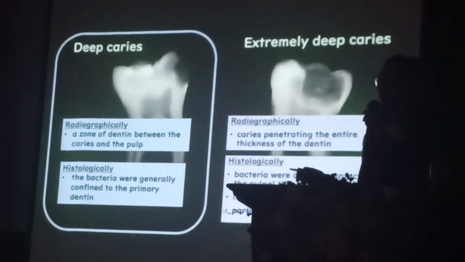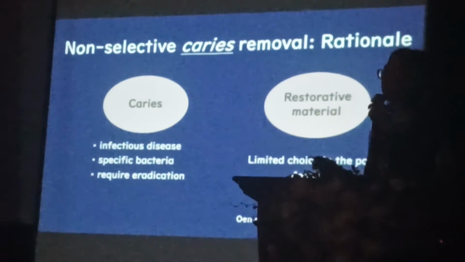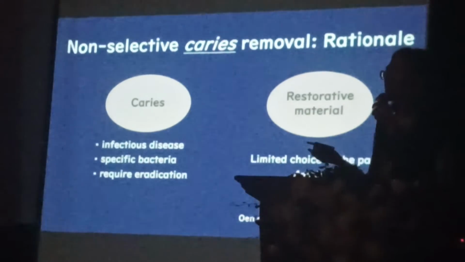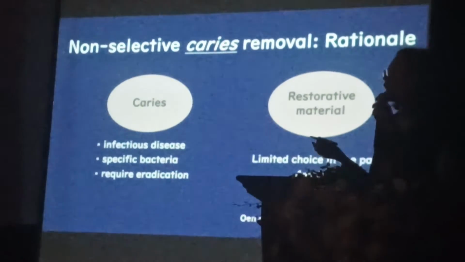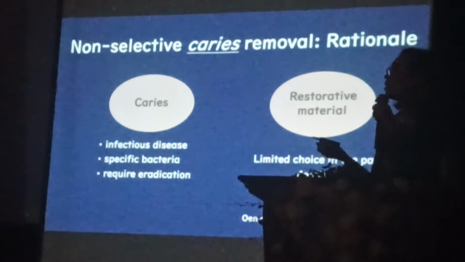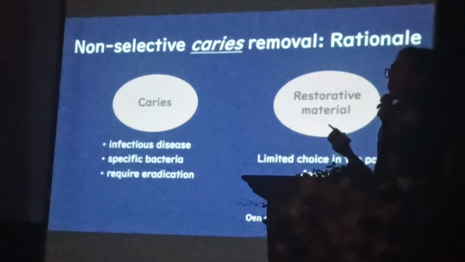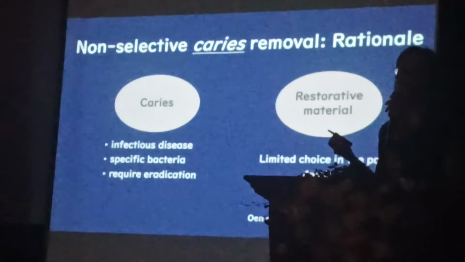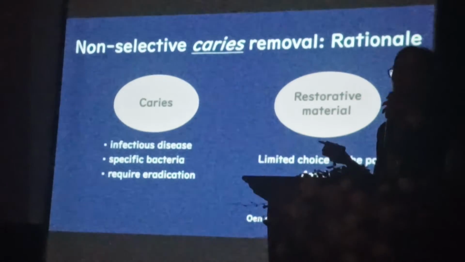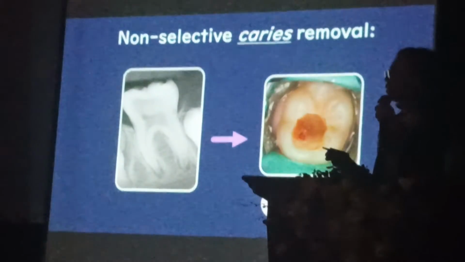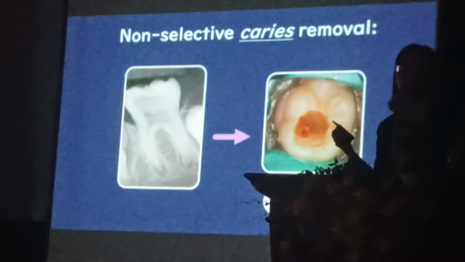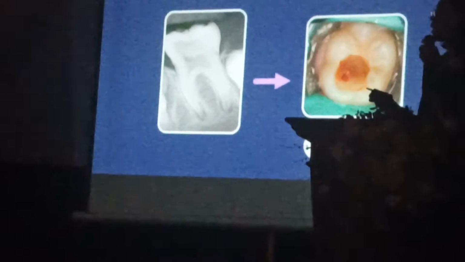For deep caries, like I mentioned earlier, in the past we didn't know much about it. We said caries is an infectious disease from specific bacteria, so we had to remove it all. We didn't have good material, only amalgam, which doesn't give us a good seal. And we removed it all. We had more exposures, okay?